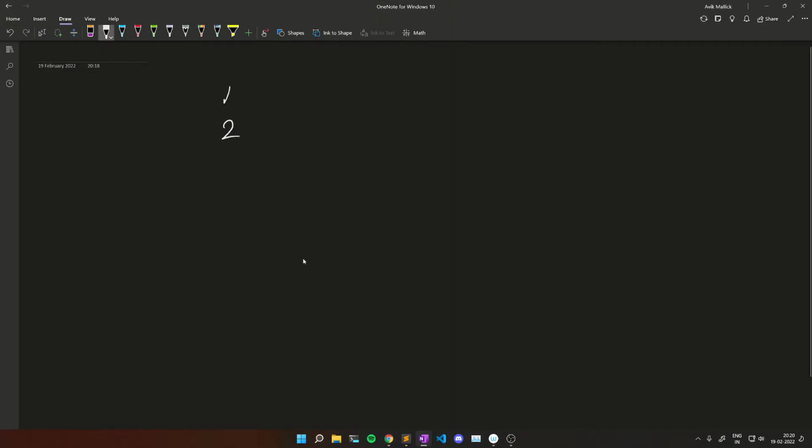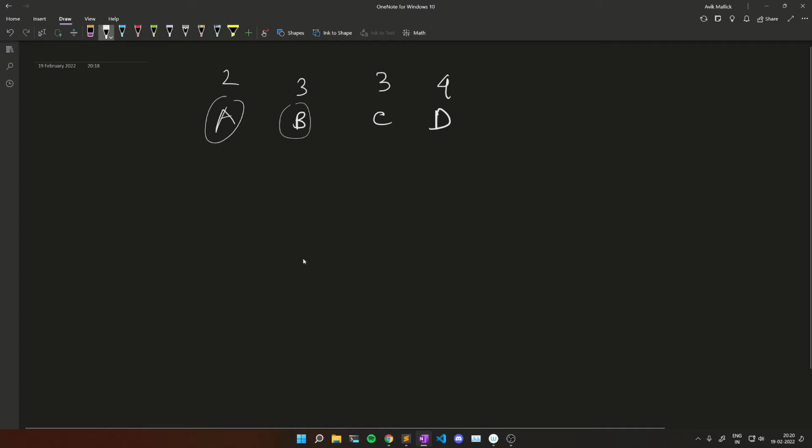So A is 2, B is 3, C and D are 3 and 4, right? Now Takahashi can choose any integer between 2 and 3. So there are actually two options for Takahashi, either 2 or 3. Now if Takahashi picks 2, see, what are the prime numbers? Like 2, 3, 5, 7, and so on.